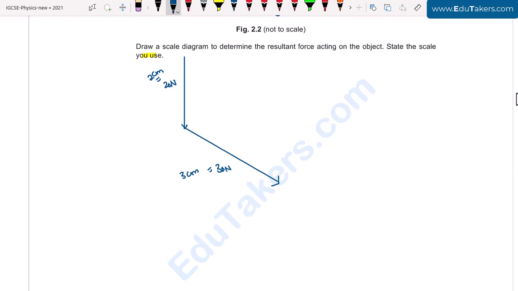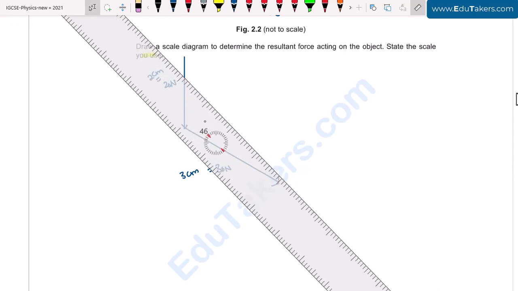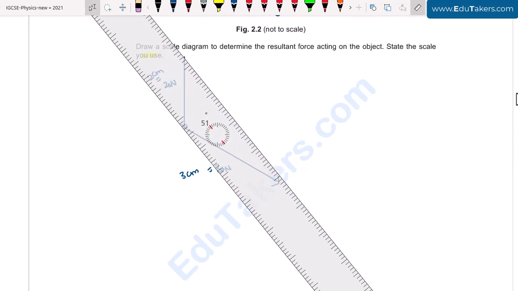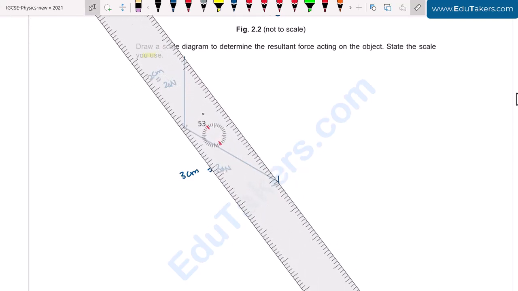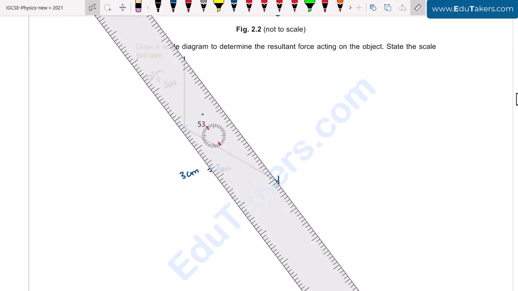According to the head to tail rule, the tail of the second vector must lie on the head of the first vector, and the direction of the resultant will be from the tail of the first vector to the head of the last vector. So when I draw the resultant, I join the tail of the first vector with the head of the last vector. It will be just like this, which is the resultant vector.